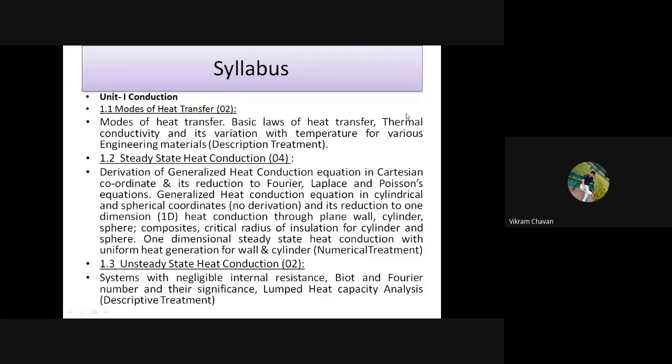Okay, so these 3 laws we are going to study in this particular modes of heat transfer part. Then the steady state heat conduction. Okay, so steady means what? Steady means there is no change in any system. There will be no change further in that particular system. That is nothing but steady. So steady temperature, we can say the steady flow. Okay, so that is the steady state.